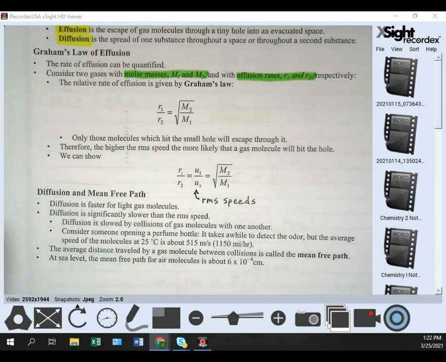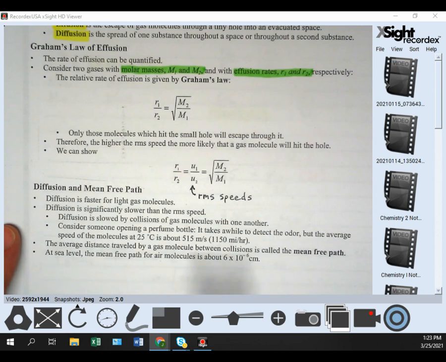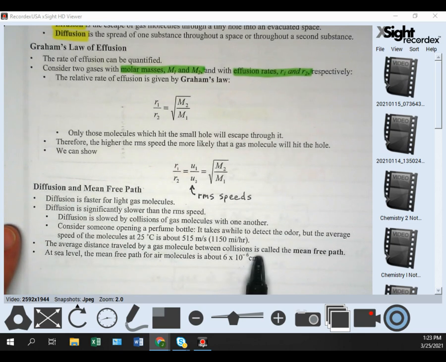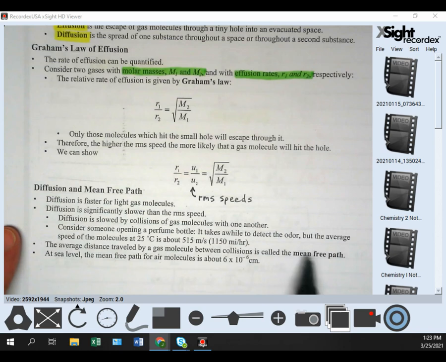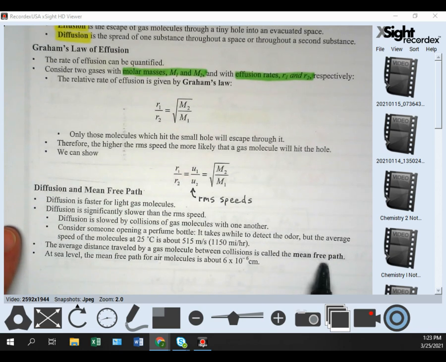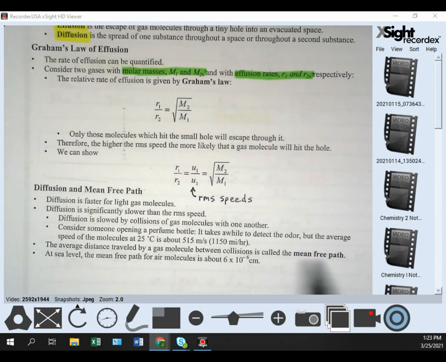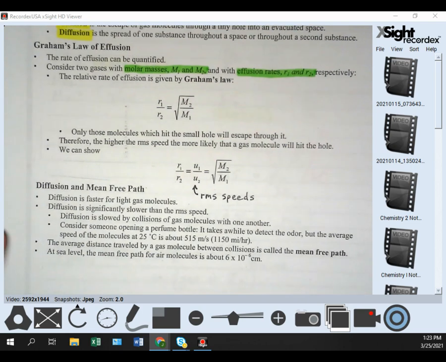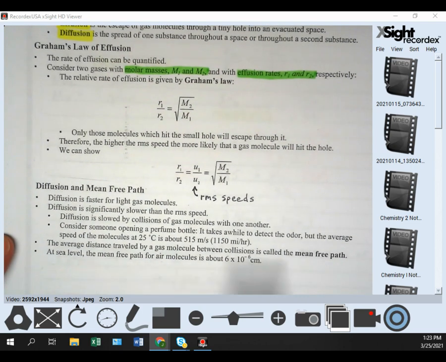Okay, they give you a definition of the mean free path. We're not going to deal too much with it, but you should just know that it's the average distance traveled by gas molecules between collisions. Mean refers to average. Free means not being obstructed by anything, the path. So it's the distance a molecule travels from one collision to another, when it's not being collided with or impacted by anything.